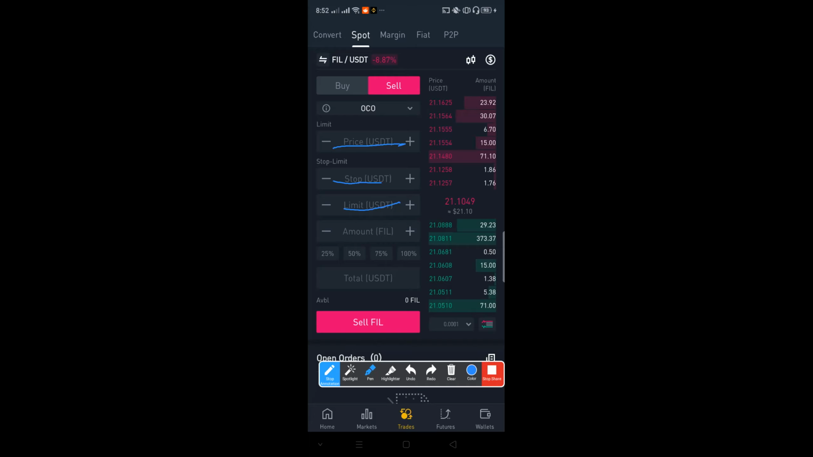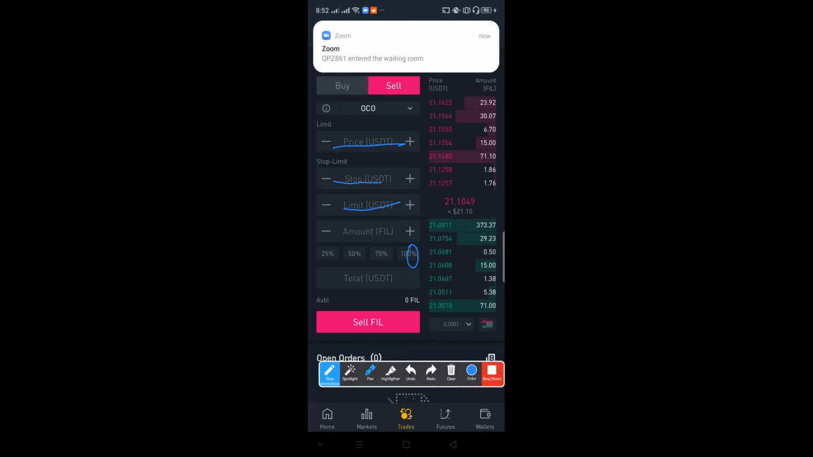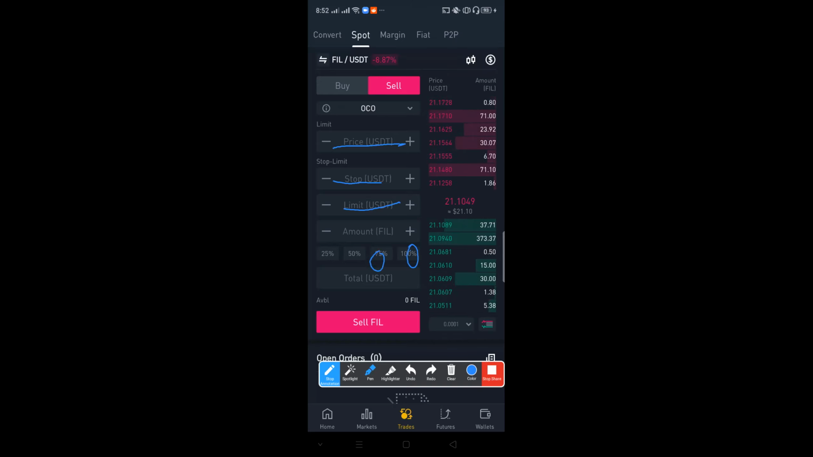Then the percentage you want to sell: if you want to sell everything at take profit 1, which you've already put at the price, you click on 100%. If you want to do 75, you click on 75. If you want to sell half of what you have, you click on 50%. Once you do that, the remaining is for take profit 2, so you now put take profit 2 here.